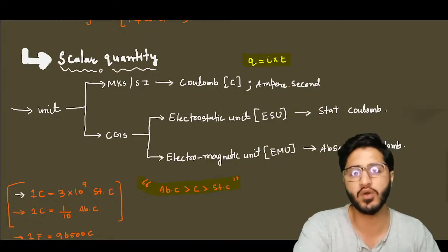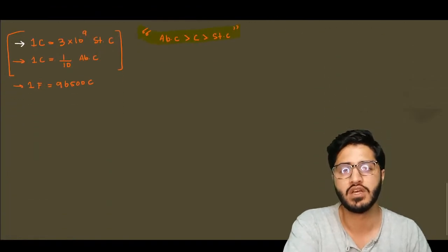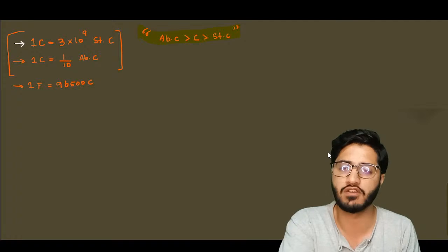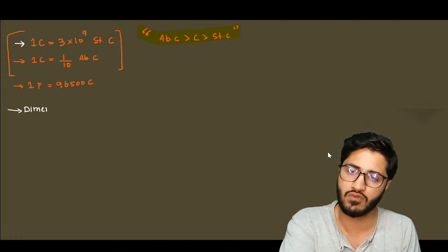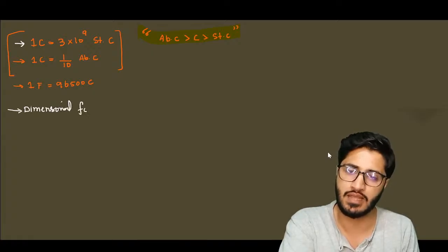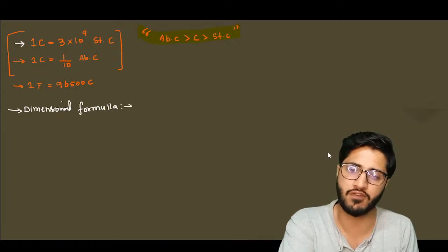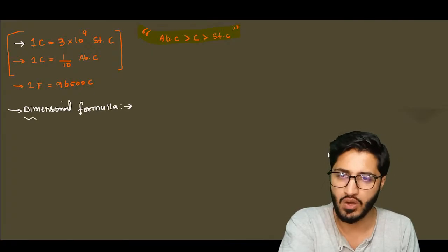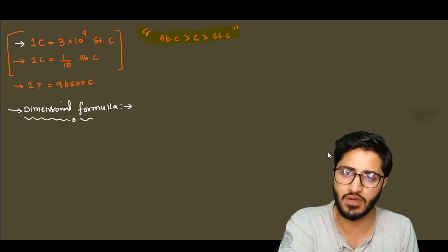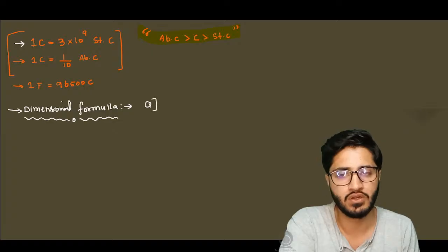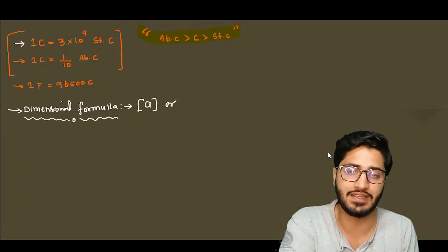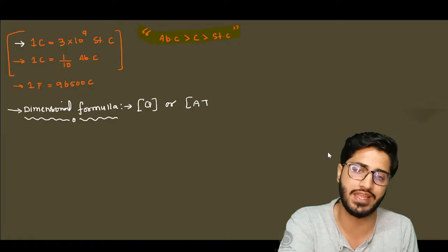Now if we talk about the dimensional formula, how can we write the dimensional formula of charge? Either we can write Q or we can write AT. Sir, why AT?